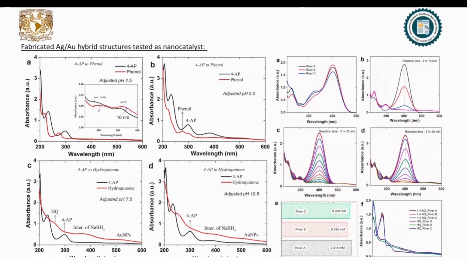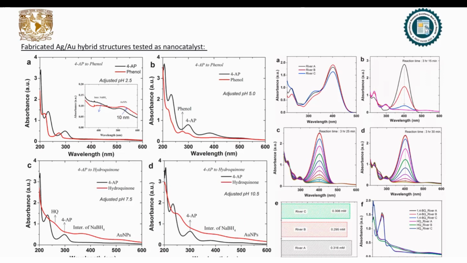Apart from that, we compared the obtained results by maintaining different pHs: 2.5, an acidic medium; 5, near neutral; 7.5, neutral; and 10.5, a basic medium. In that case also, we observed several distinguished absorbance peaks. Those confirmed the formation of phenol and hydroquinone with benzoquinone.